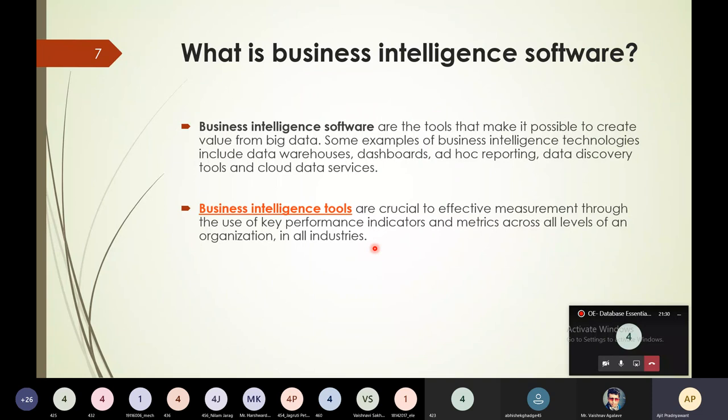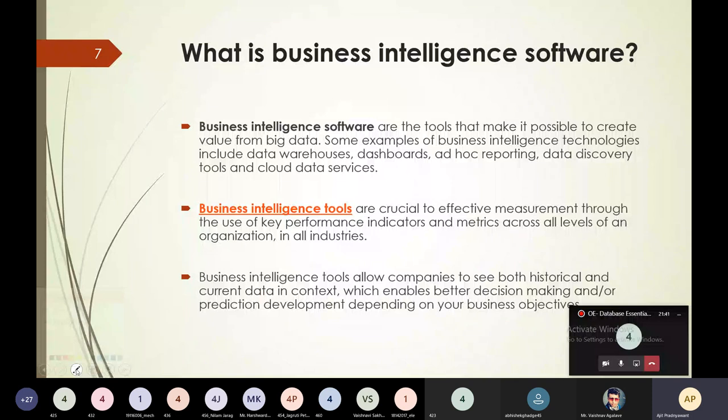Business intelligence tools allow companies to see both historical and current data in context. These tools help to see the historical and current data, which enables better decision making and predicts development depending on your business objective. There are various tools used by various software to retrieve meaningful information from a huge amount of data, which helps to take better decisions.